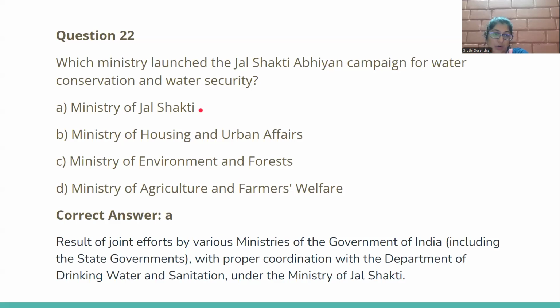It is the Ministry of Jal Shakti. The Ministry of Water is now called the Ministry of Jal Shakti. Including the state government and the central government, they have formed the Department of Drinking Water and Sanitation under the Ministry of Jal Shakti, which offers this Jal Shakti Abhiyan campaign to conserve water and to secure the usage and availability of water in the future.